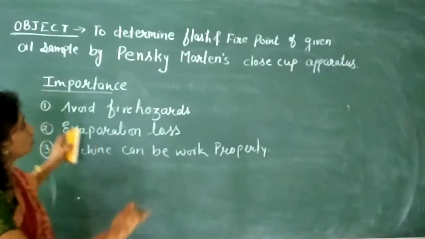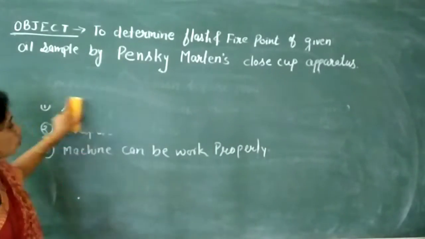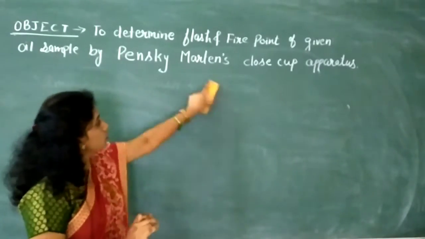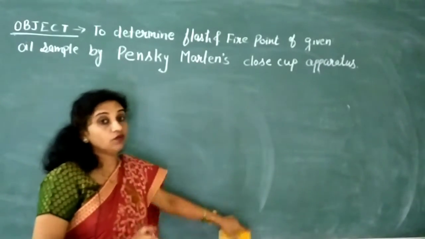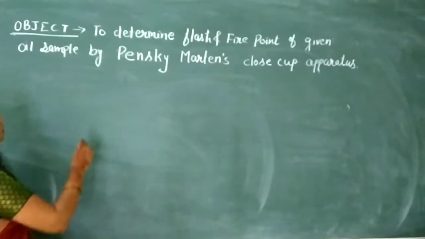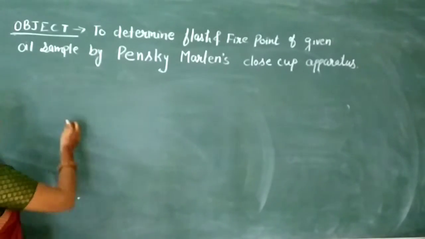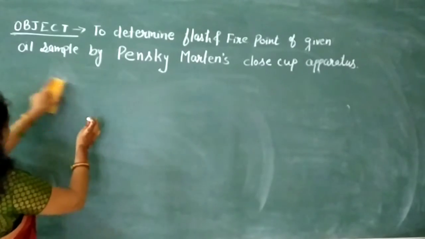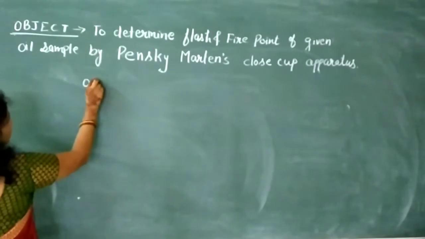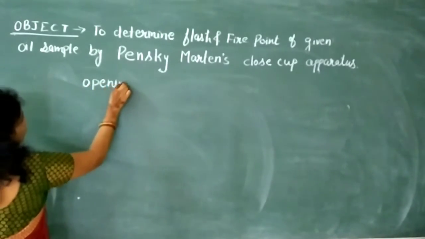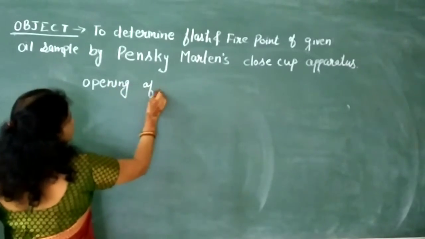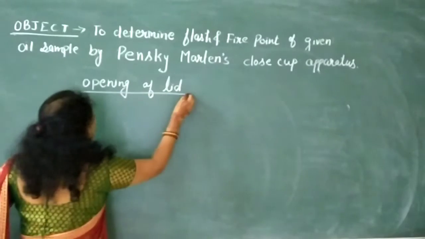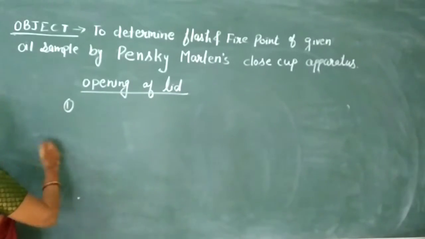Now we will move on to the Pensky Marten closed cup apparatus. It has a closed cup, that means the cup is closed and one lid is provided here. Can we ask how many openings the lid has? What is the design of the openings of the lid? There are 4 openings, so you should learn them properly.